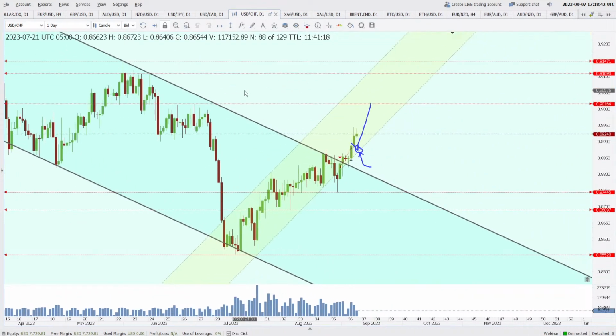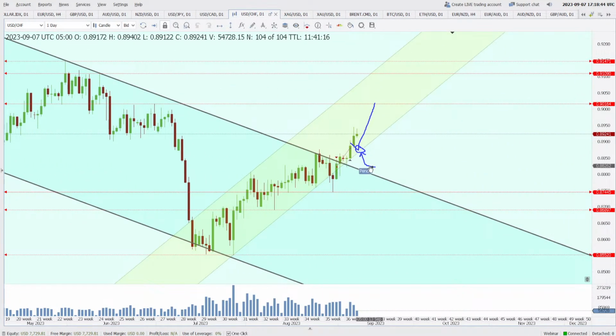USD CHF, nothing much, it is an inside bar very close to the resistance. Expect the price to come down and then find some support to go upside. 0.9016 is the resistance on the upside. The horizontal support is lying at 0.8744, but I expect this falling channel to act as a support if the price has to come down to this area.